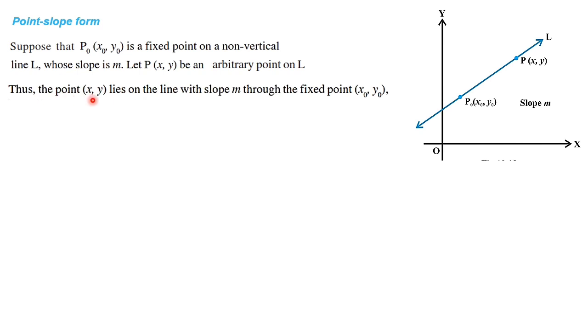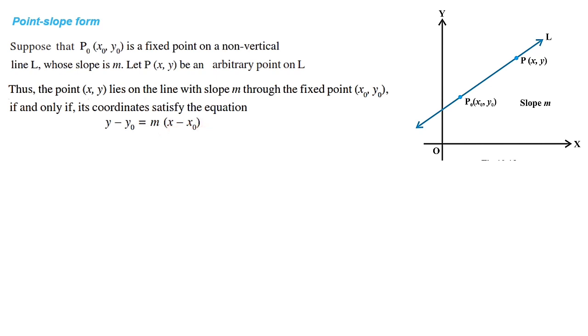Thus the point (x, y) lies on the line with the slope m through the fixed point (x0, y0) if and only if its coordinates satisfy the equation y minus y0 is equal to m into (x minus x0). While reading these lines you may have confusion, so we can simplify it. The equation of a line passing through a point (x0, y0) and the slope m is y minus y0 is equal to m into (x minus x0).